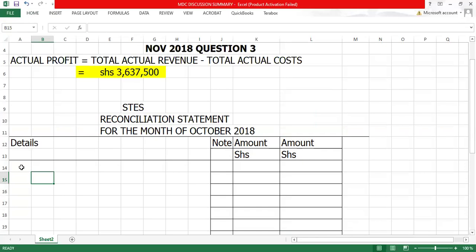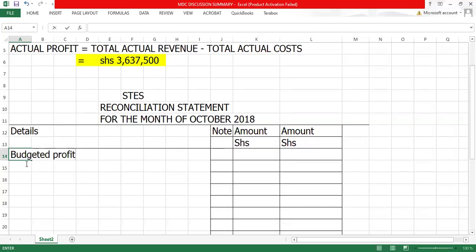You are going to start with the budgeted. I want you to understand the format, the flow. But start with the budgeted profit. Okay, you will start with the budgeted profit as you lay your template. We will see how we get this budgeted profit.